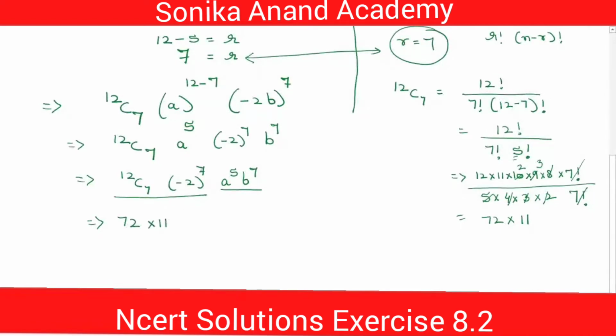2 to the power 7. It is the odd number, so we get the minus sign. 2 to the power 7 is 2, 3, 4, 5, 6 and 7. So when you multiply all these, you will get the answer.